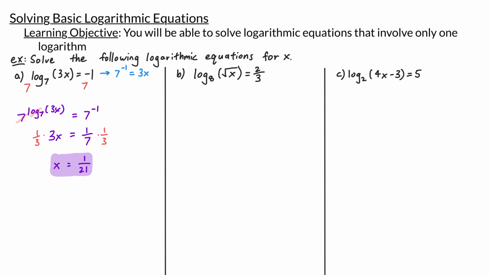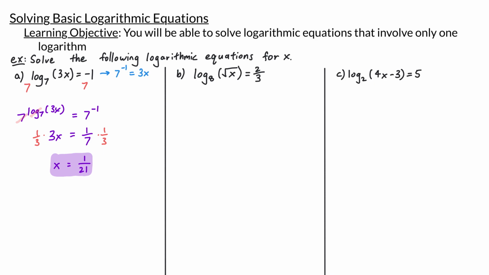Let's try example B. Here we have log with base 8 of square root of x equals 2/3. Again, we can think about what operations are being performed on the x. We see that we're taking the square root of x, and then we're taking the logarithm of it with base 8. So if we want to undo the logarithm, we would need to perform its inverse operation to both sides of the equation. Again, exponentiation is the inverse to logarithms.